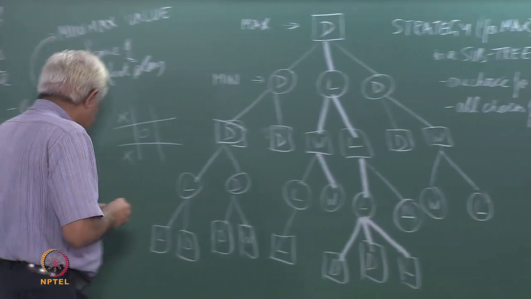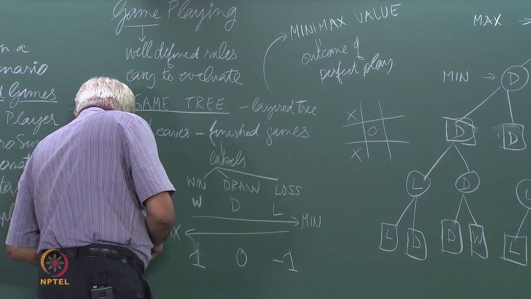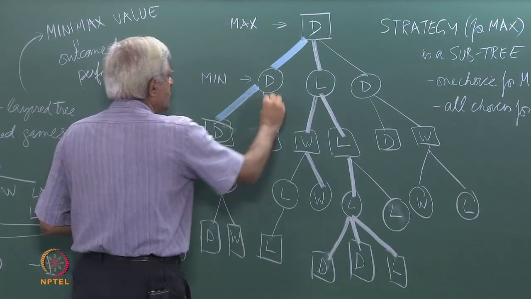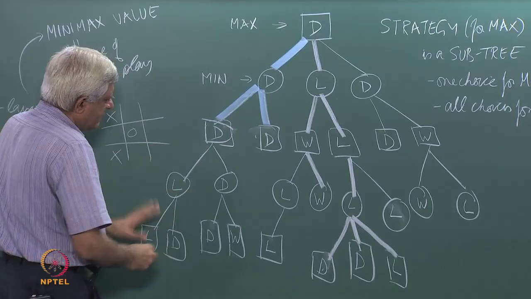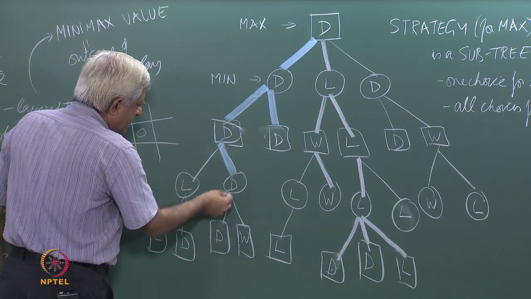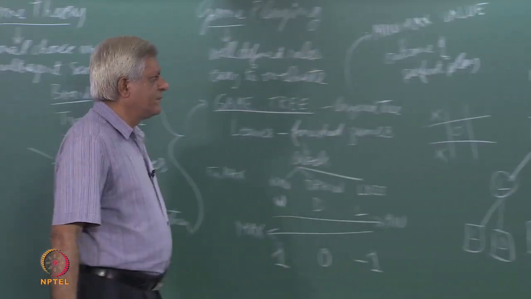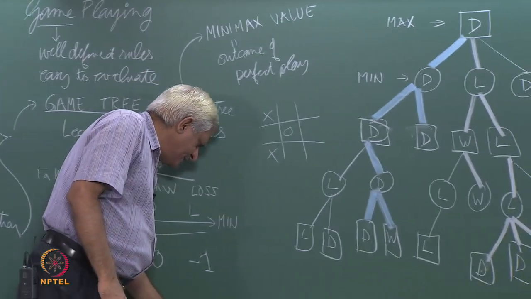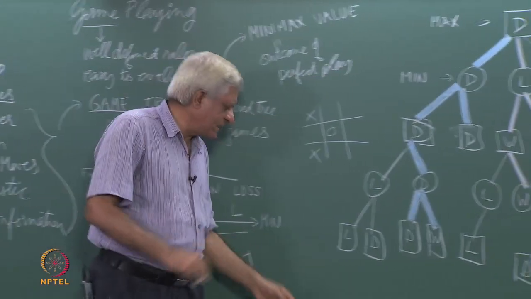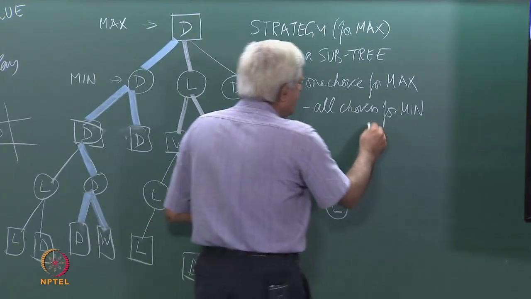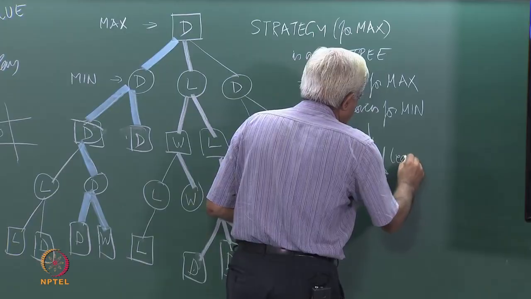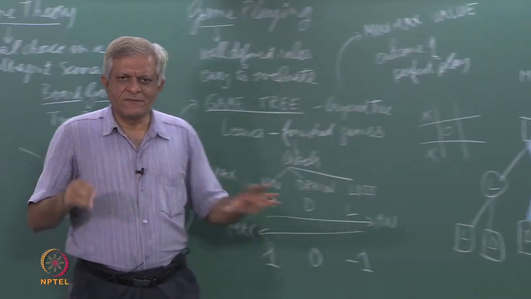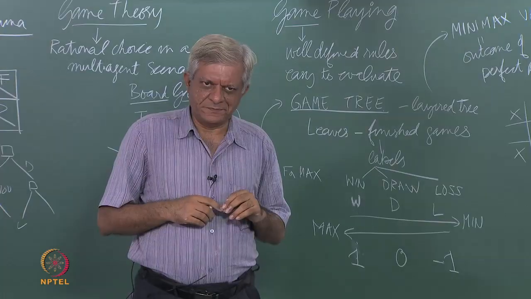So, let us draw another strategy for max, on the left side of the tree. Max could have chosen this move, and then of course, you have to choose both these moves. Then max could have chosen, let us say, this move, which is a better move, and then min would have chosen. So, that is how you construct a strategy. At max level you choose one choice for max, and at min level you choose all choices for min. And what the strategy gives you is a set of leaves. Every strategy has a set of leaf nodes which tell you what will happen if max chooses this strategy.